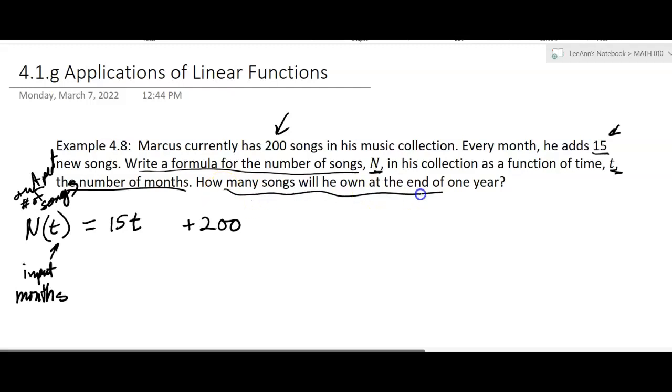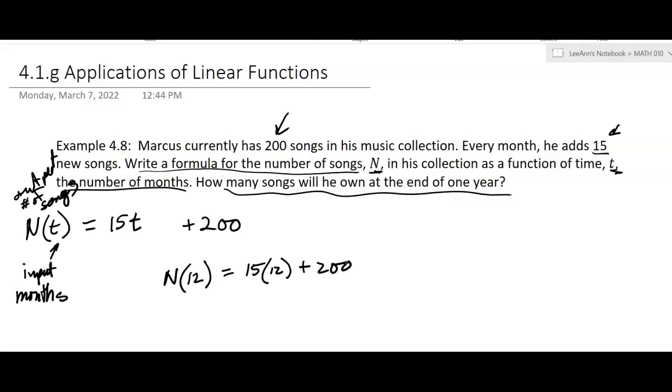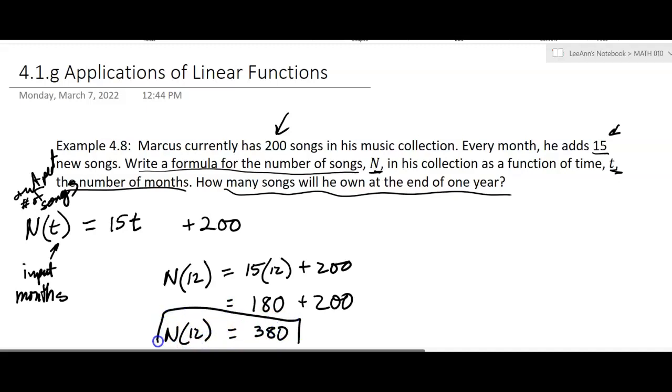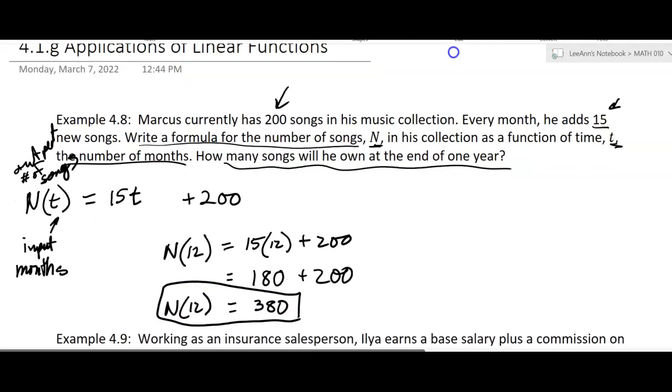Okay. How many songs will he own at the end of 1 year? So in other words, we want to find n of 12 because a year is 12 months, right? That's going to equal 15 times 12, which I don't know off the top of my head. I'm embarrassed to say, but I will get my trusty calculator and go 15 times 12. So that's 180 plus 200. So at the end of the year, n of 12 is going to be 380 songs. So he almost doubled it. Okay, so there's that example.